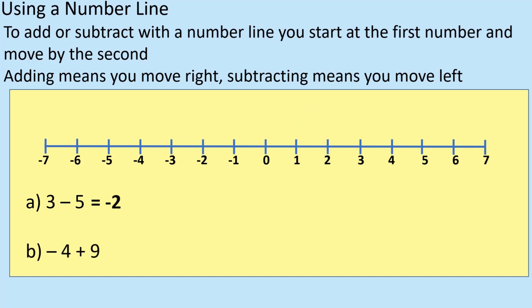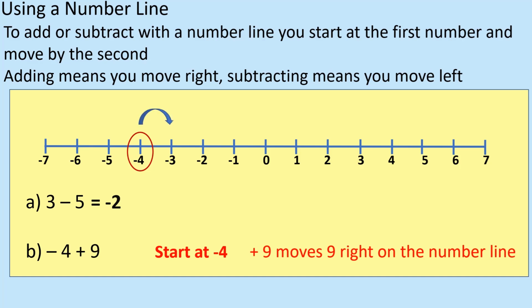So -4 plus 9. Let's highlight -4 on there first of all. So that's where it is, and I'm going to do 9 upwards. Like before, 1, 2, 3, 4, 5, 6, 7, 8, 9. So my number is going to be 5.